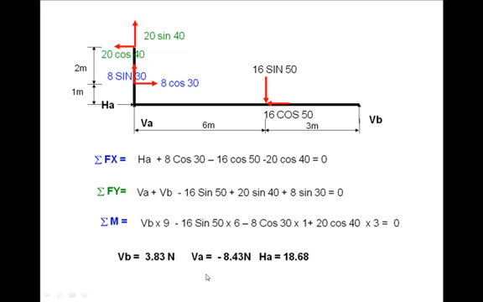VB is 3.83, VA is 8.43, and HA is 18.68. The minus sign indicates that the direction we had assumed is opposite. For VA, the minus sign indicates that what we had assumed as up is actually down. That's all it means. And we have worked out the reactions as required in the problem. Thank you.